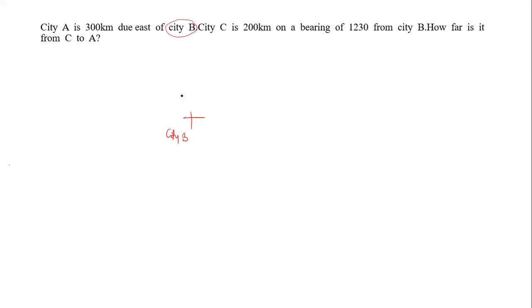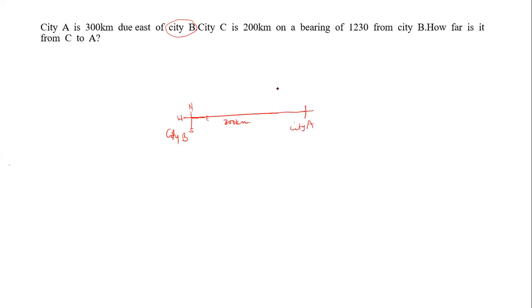It says city A is 300 kilometers due east. This is north, this is south, this is west, this is east. These are the four cardinal points, the compass bearing. So 300 kilometers due east. This is city A.